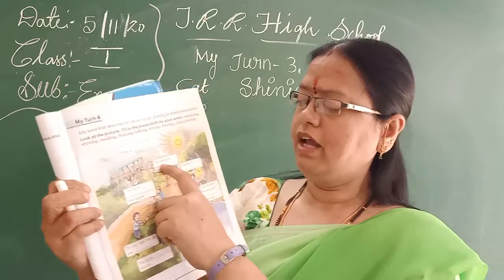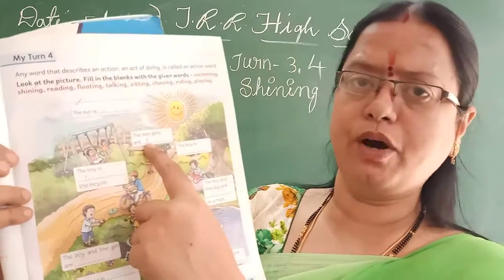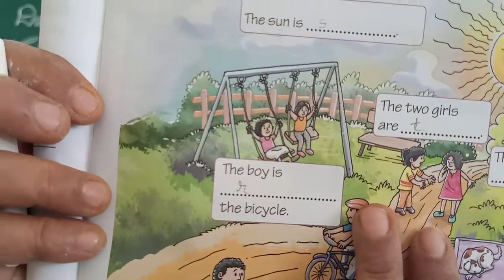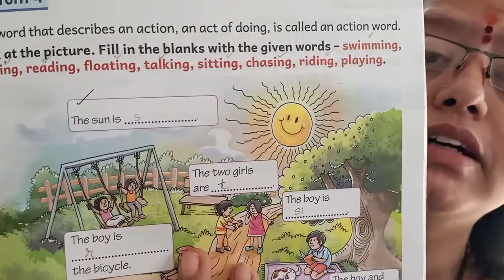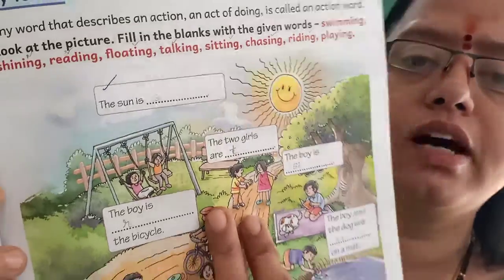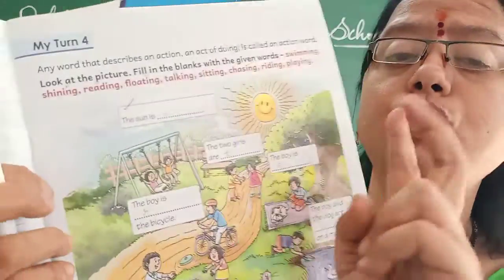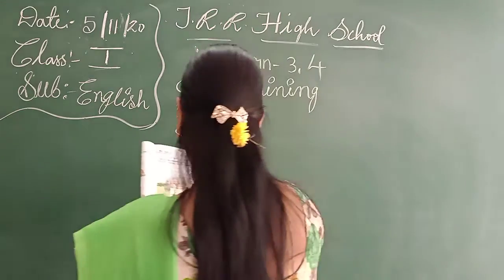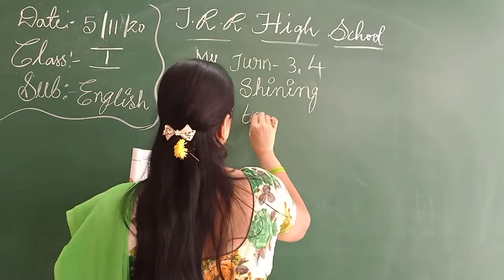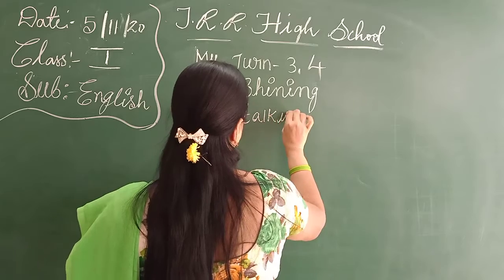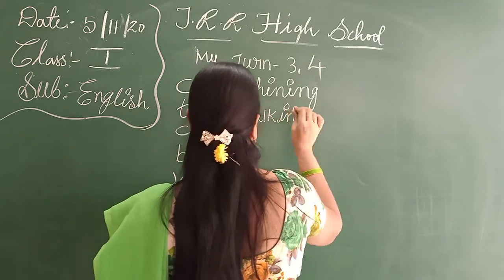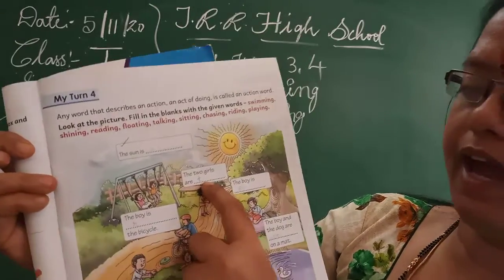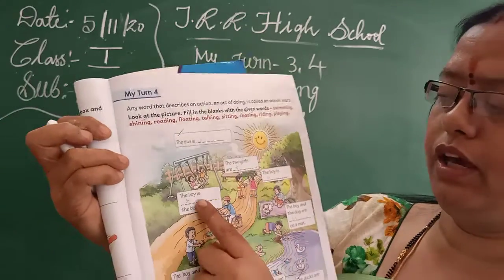Yes. Now here, the two girls are, second option. The two girls are here, two girls are there. See what they are doing? They are talking to each other. So what are they doing? The two girls are talking. T-A-L-K-I-N-G, talking. The two girls are talking.